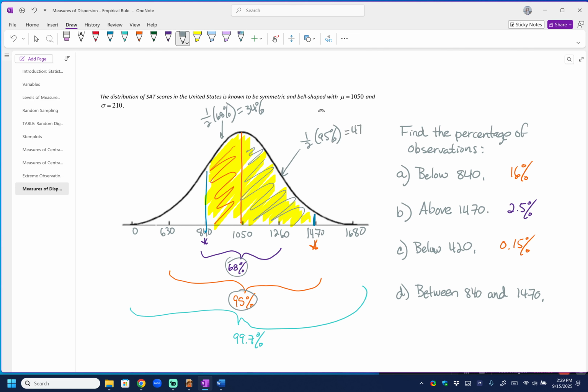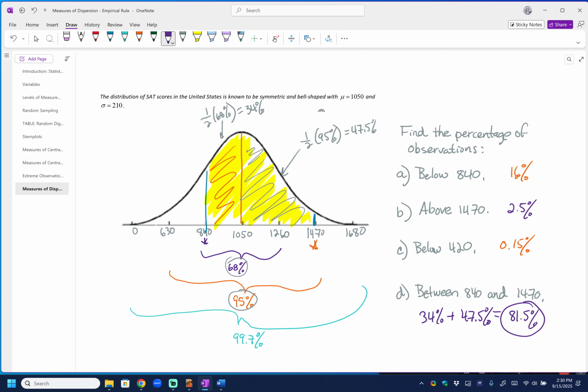So if we know both of those things, then all we have to do is add them together to get the result that we want. So if I just put that down here, we could do 34% plus 47.5%. We put that together, we're going to get 81.5% of the observations.